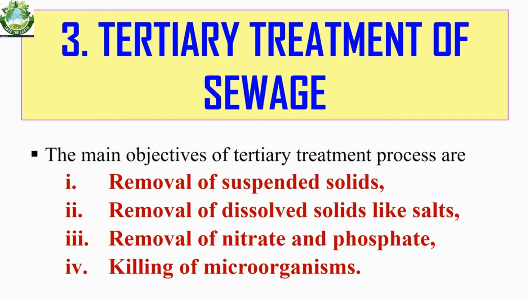Because, as I told you, in case of preliminary and primary treatment we use some chemical agent, while in case of secondary treatment we use biological agent. So these agents should be removed before that water can be disposed into the river or reused. So we use tertiary treatment for the removal of these agents, and it involves the following steps: removal of suspended solids, removal of dissolved solids like salts, removal of nitrates and phosphates, and finally the killing of microorganisms. So let's discuss them.